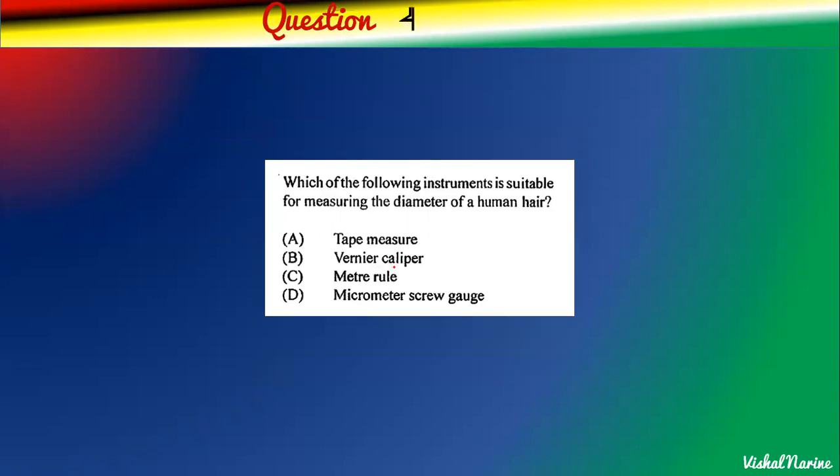Question 4. Question 4 deals with measuring instruments. It asks you which instrument is best suitable to measure the diameter of a human hair. Okay, seeing all the responses, D, good. So it is correct. It is a micrometer screw gauge.